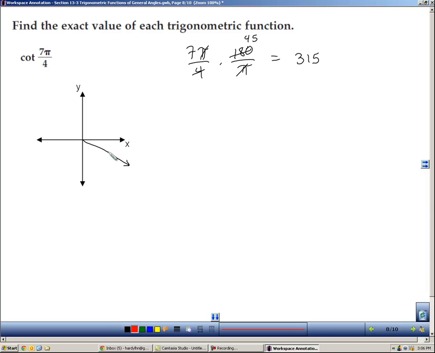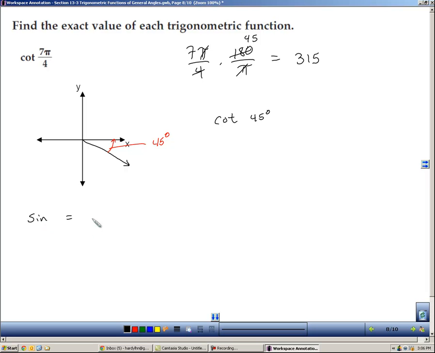That means our reference angle is going to be a 45 degree. So we are actually going to look for the cotangent of 45 degrees. That's a lot easier to find. Now, cotangent is the inverse of tangent, I should say. And I want to show you something about tangent.